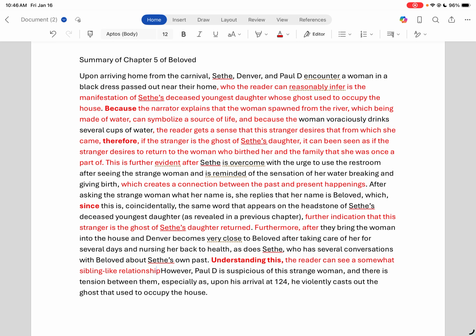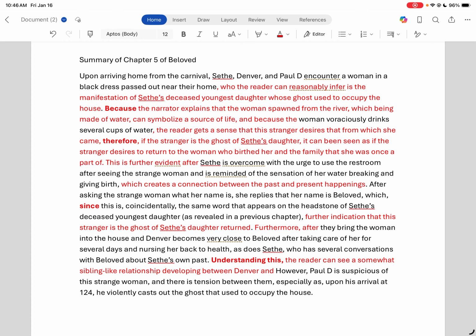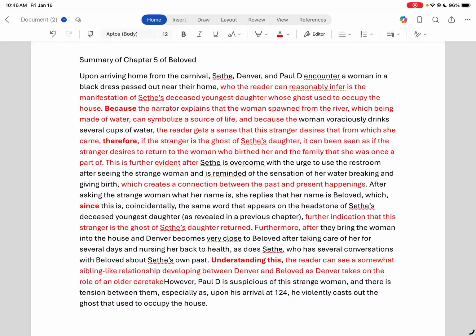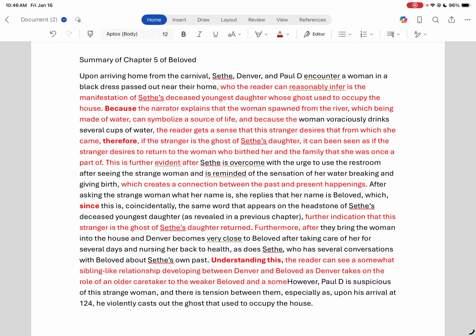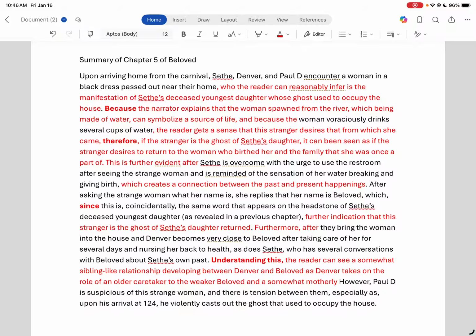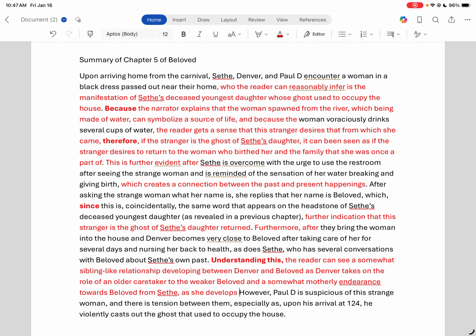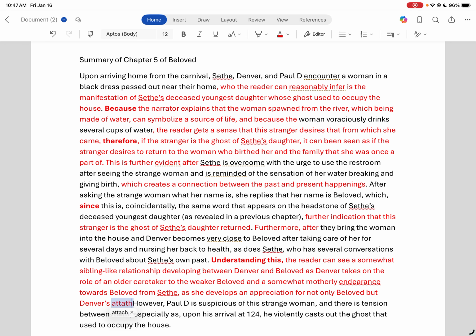sibling-like relationship developing between Denver and Beloved, as Denver takes on the role of an older caretaker to the weaker Beloved, and a somewhat motherly endearance towards Beloved from Setha, as she develops an appreciation for not only Beloved, but Denver's attachment to her. Well, can't spell today, guys. Period.